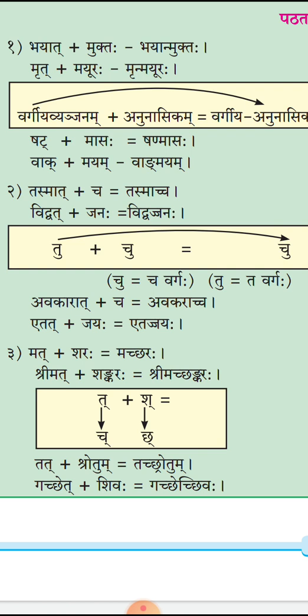Next example is gachet plus shivaha. At the end of gachet we have halanta ta. This ta will be replaced by halanta cha and in the beginning of shivaha we have sh. This sh will be replaced by cha and the answer will be gachet shivaha.